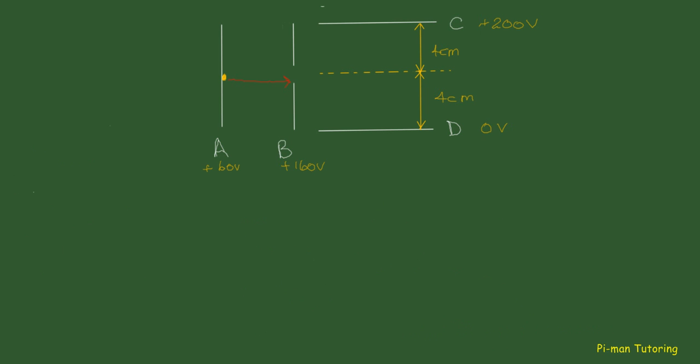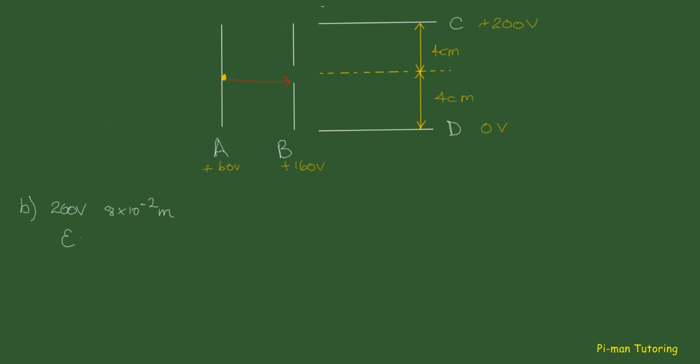Part B of the question is to find the electric force acting on the electron between plates C and D. So to find this, we first of all look at the voltage difference between C and D, and we see that it's 200 volts. The distance between C and D is 8 centimeters. That's 8 times 10 to the minus 2 meters. Always convert everything into meters. And so we're now able to calculate the electric field.